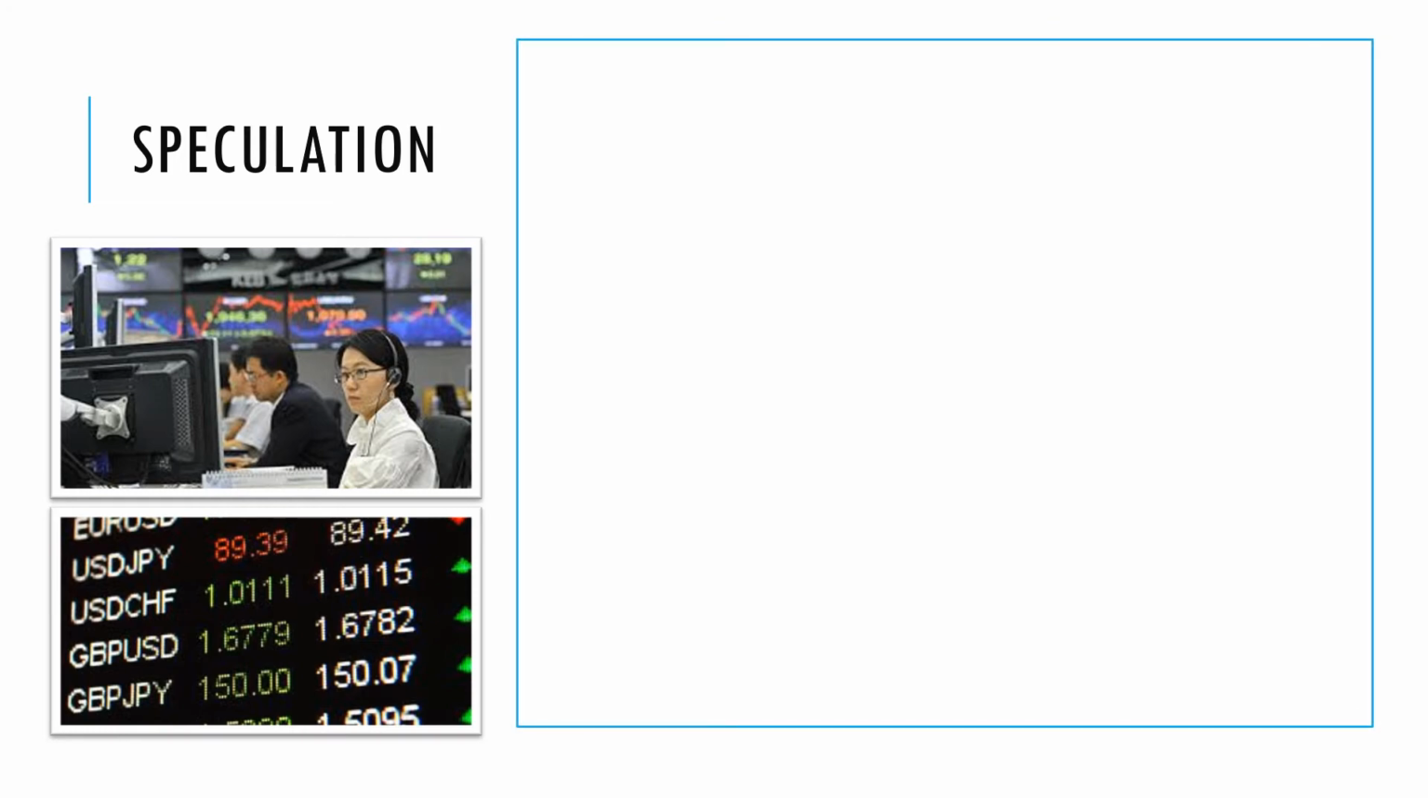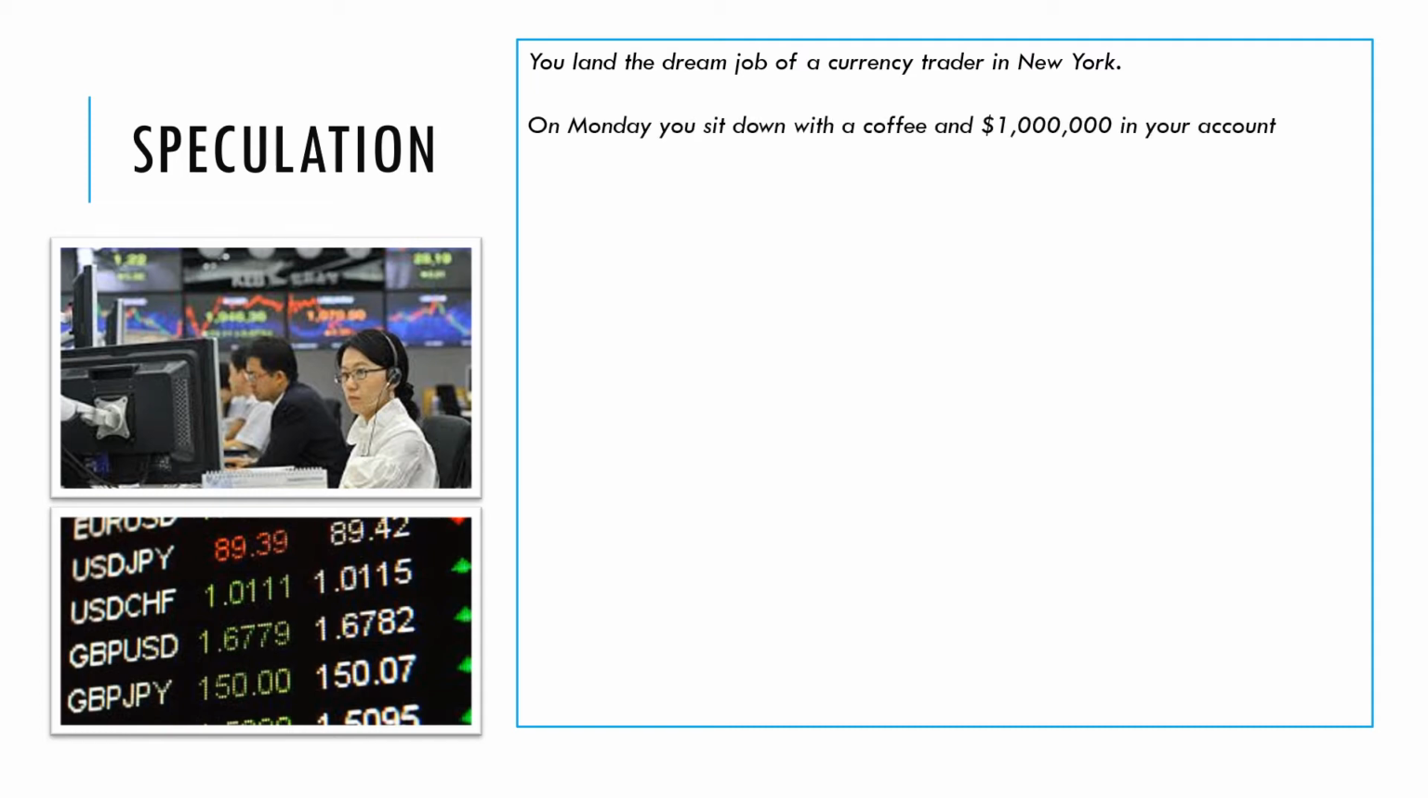Now let's move on and look at speculation. Let's stop for a second and think about an example. This could be you in a few years' time. You land the dream job as a currency trader in New York. On your first Monday morning, you sit down with a coffee and your boss has given you $1 million in your account to trade currency. The exchange rate is currently $1 to €1.50.